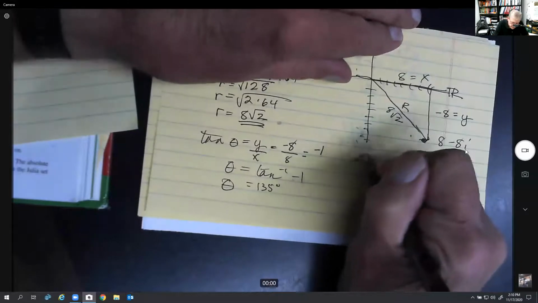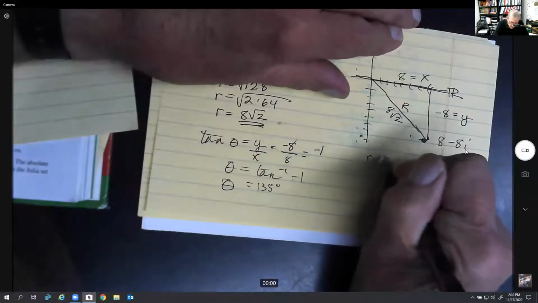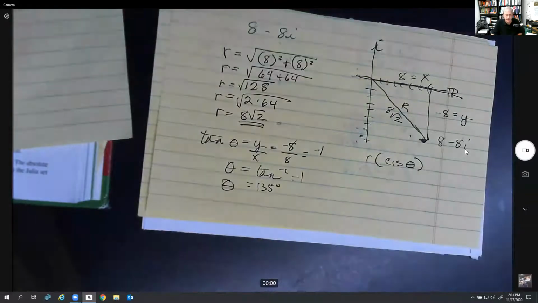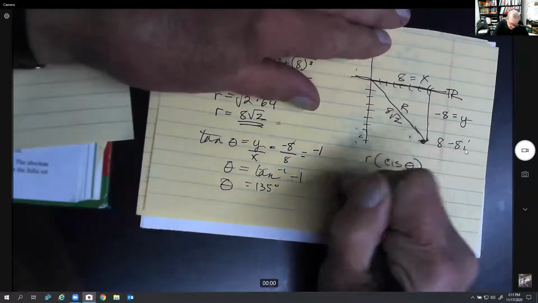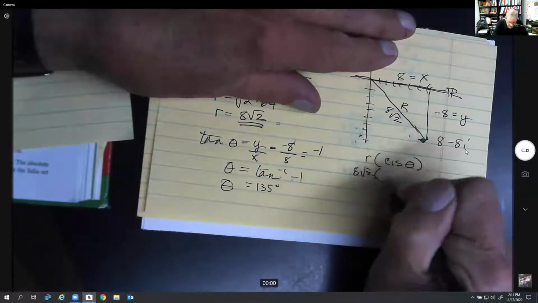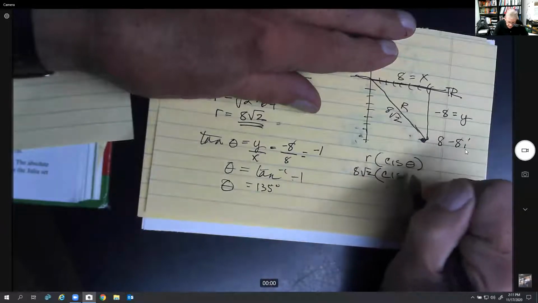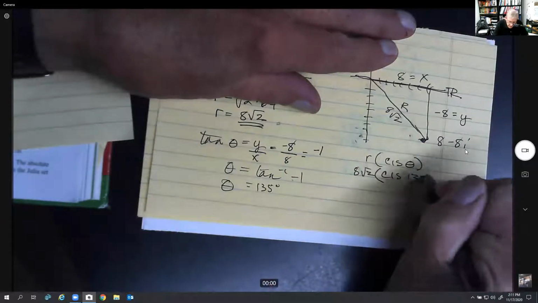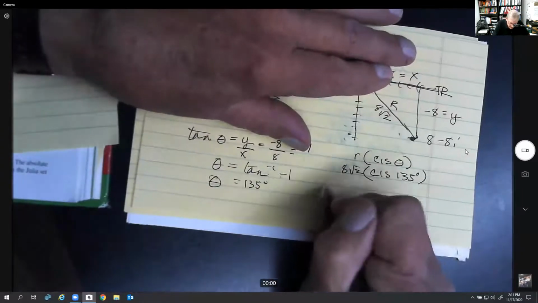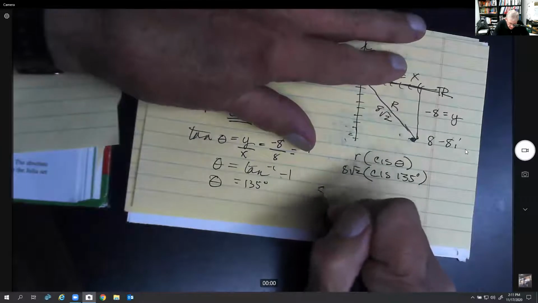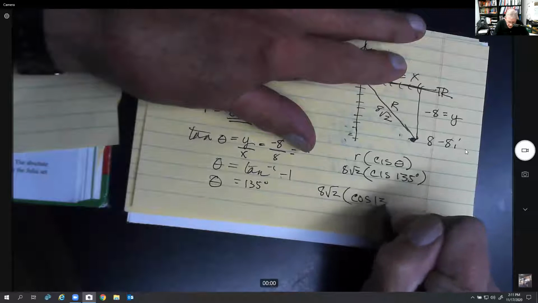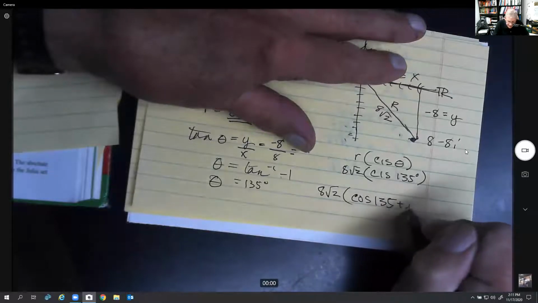We have r. So we're putting it into this form, r cis theta. That's the form we're putting it in. So it's r, 8 radical 2, parentheses, cis 135 degrees. Then if we want to, let's go ahead and expand it out. So it looks like we're real pros here. 8 square root of 2 cosine 135 plus i sine.